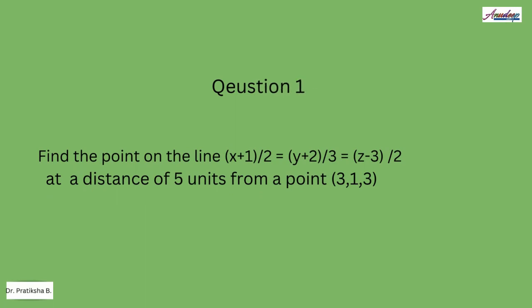Question 1. Find the point on the line (x plus 1) upon 2 equals (y plus 2) upon 3 equals (z minus 3) upon 2. So you have been given the Cartesian equation of the line, and we need to find the point which is at a distance of 5 units from the point (3, 1, 3). So you need to find a point on the line for which the distance is 5 units.